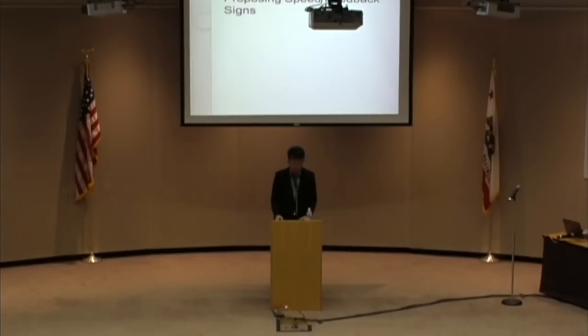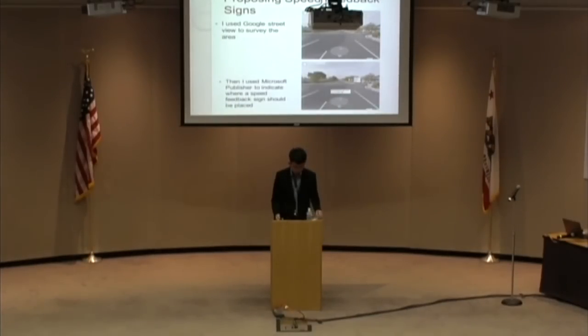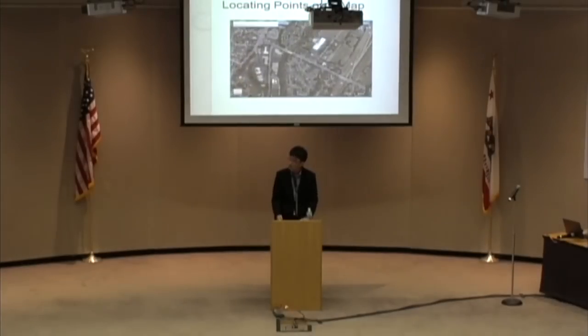So the second major task that I was given was proposing speed feedback signs. And these read the speed, and they show the speed limit on the bottom. So they reduce speeding, and they reduce accidents as well. So when I was given this task, I used Google Street View to look at the area. Then I marked the area using Microsoft Publisher. I also took the time to look at a map and mark these locations on a map, because it would be better to know where they are from a bird's eye view.